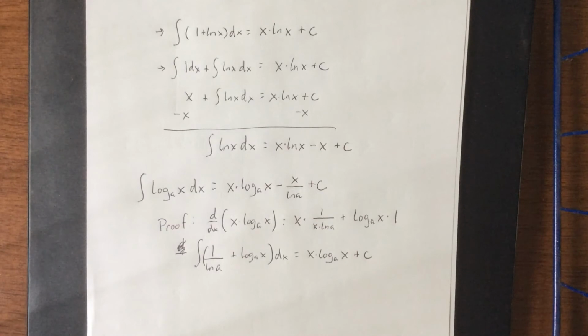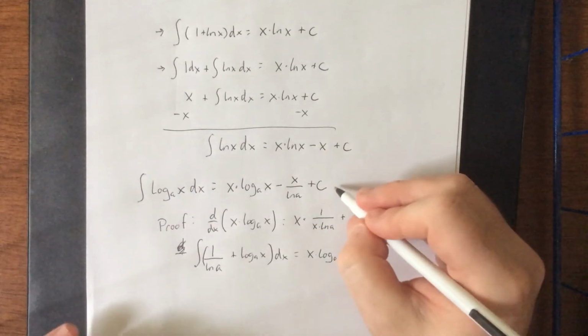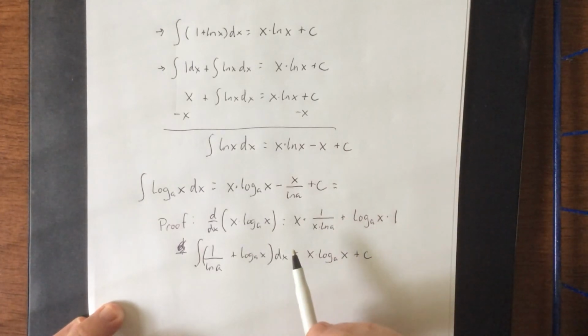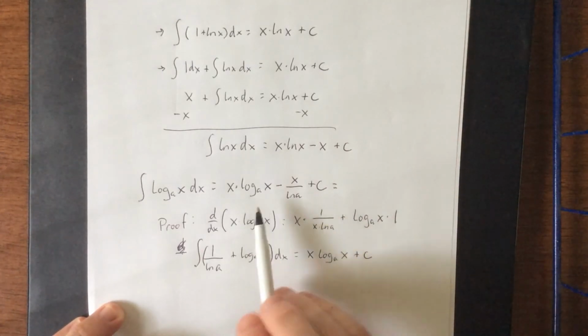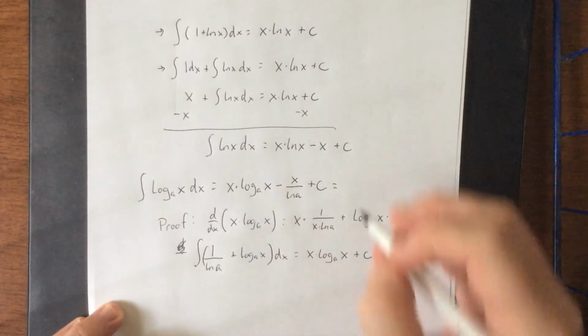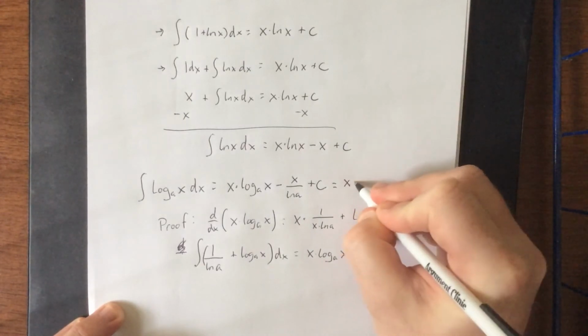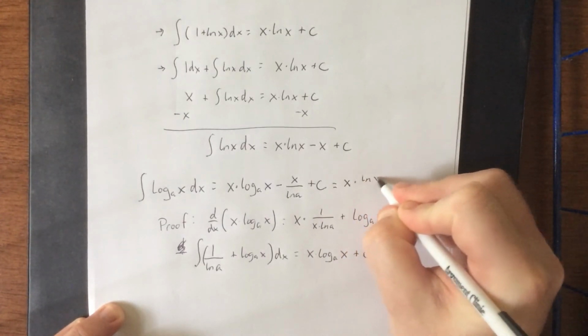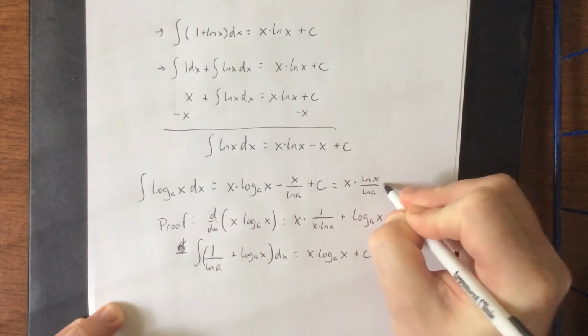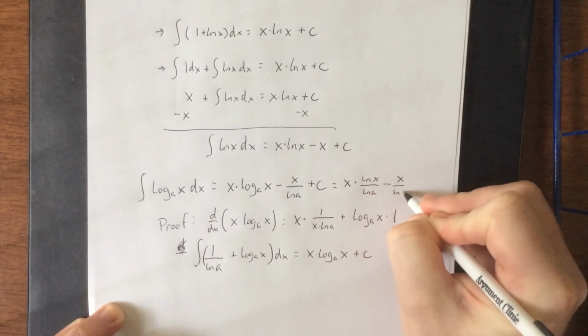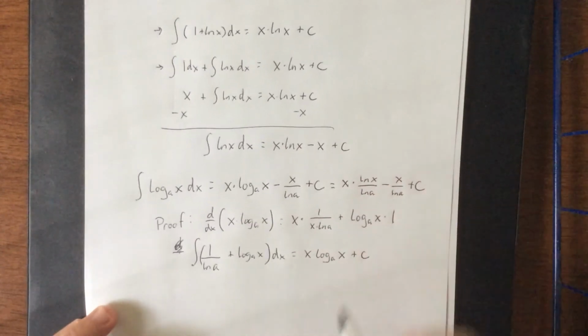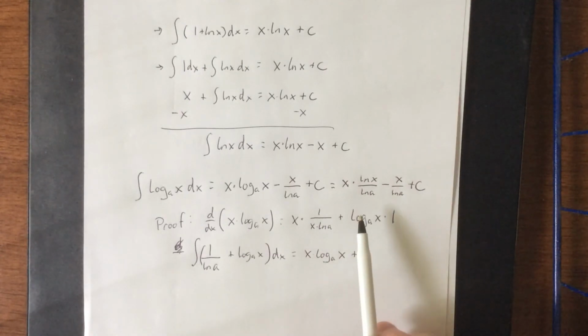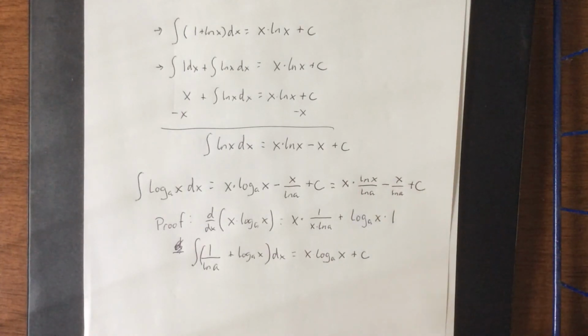Now again, this is also possible by using integration by parts. It's also sort of advisable to apply a change of base formula to the logarithm base a of x, and we can refer to this as x times the natural log of x over the natural log of a minus x over the natural log of a plus a constant, which would allow you to pull out a greatest common factor of x over the natural log of a.